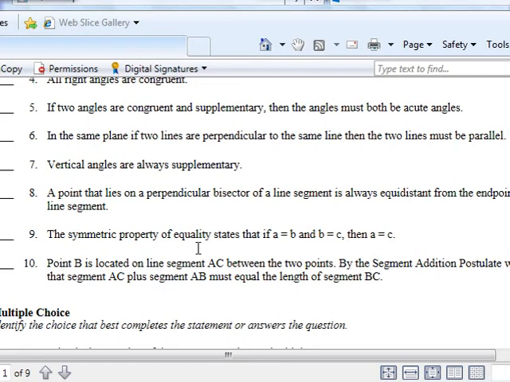Next one, the symmetric property of equality states that A equals B and B equals C, then A equals C. I don't think that's symmetric, correct? Taylor, that's not symmetric. What property is that actually over here? A equals B, B equals C, then A equals C. What property is that? Transitive.